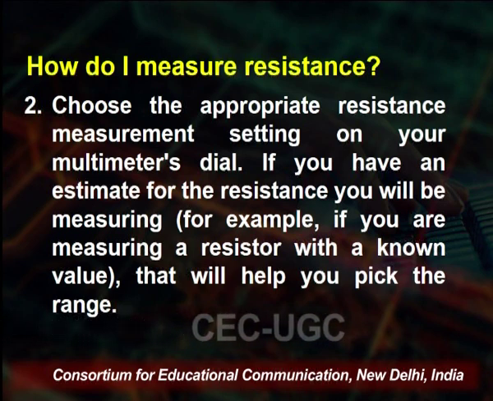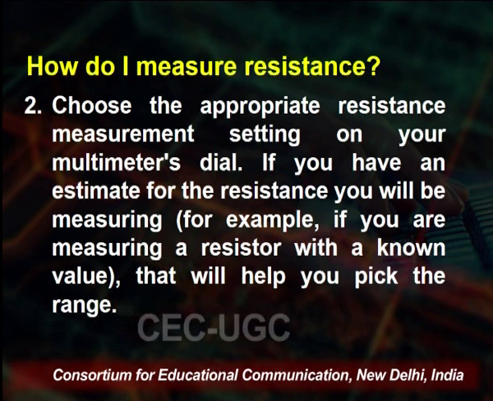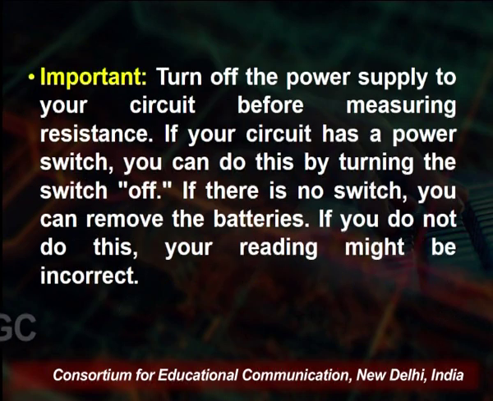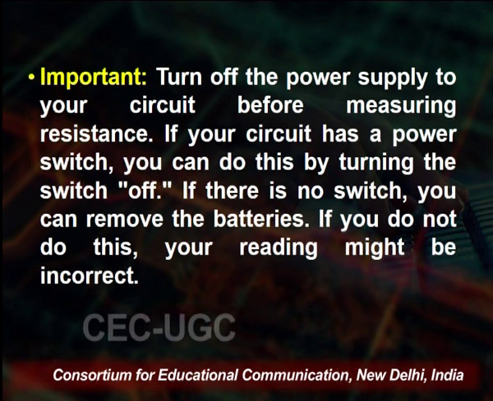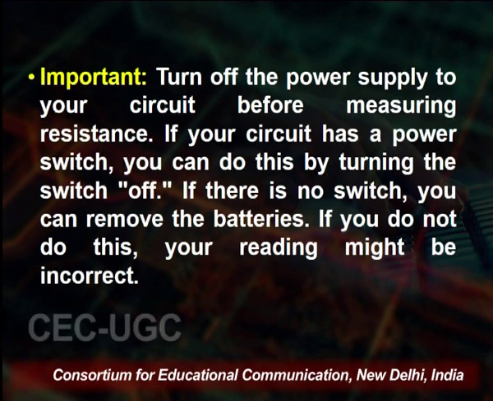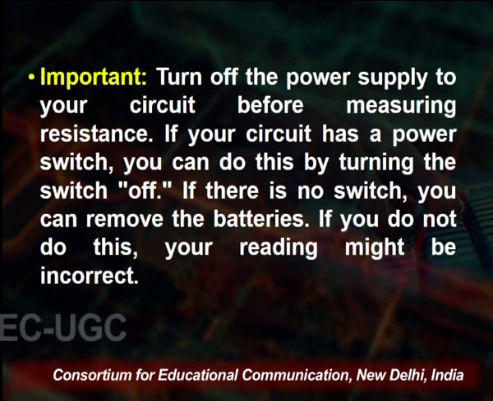If we estimate the resistance by measuring the voltage and the current, for example when measuring a resistor with a known value, it will help to pick the range at which we can adjust it. An important point is to turn off the power supply of the circuit before measuring the resistance. If the circuit has a power switch, turn the switch off. If there is no switch, remove the battery, but the power should be off. First we take the reading, otherwise we check the reading after the power is on.